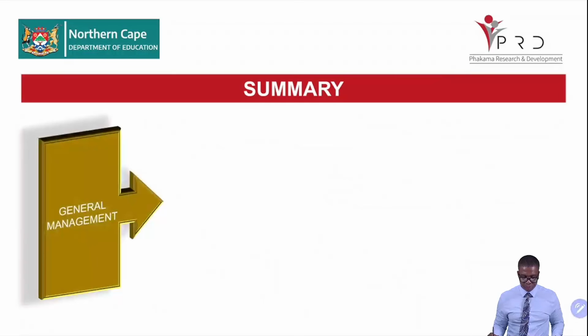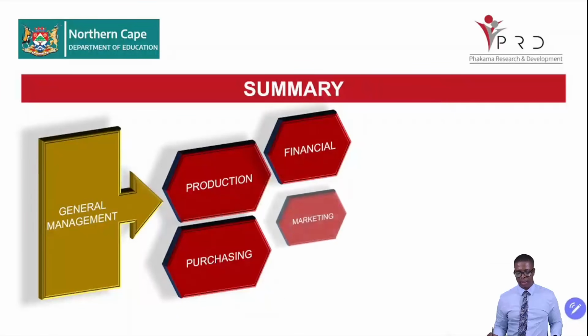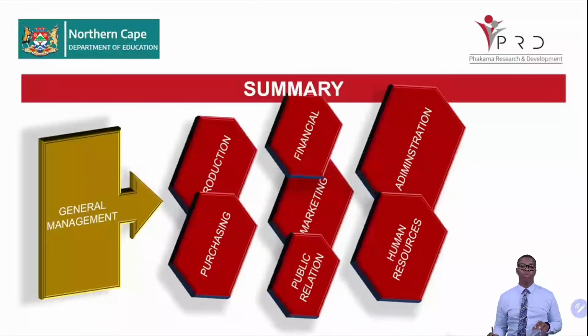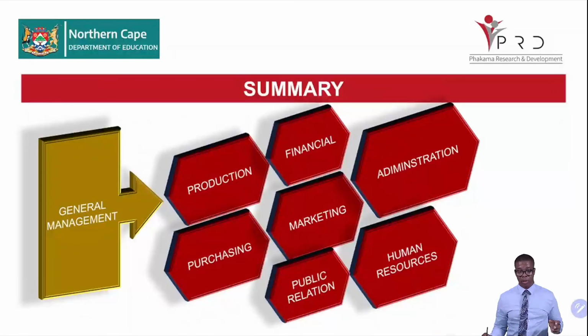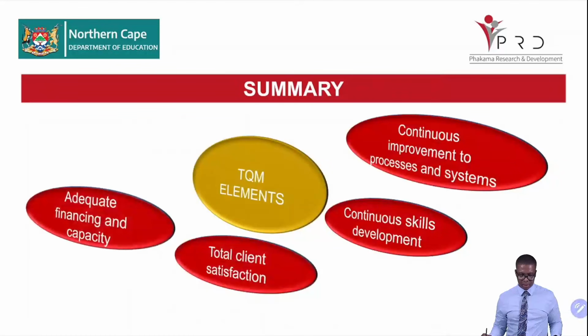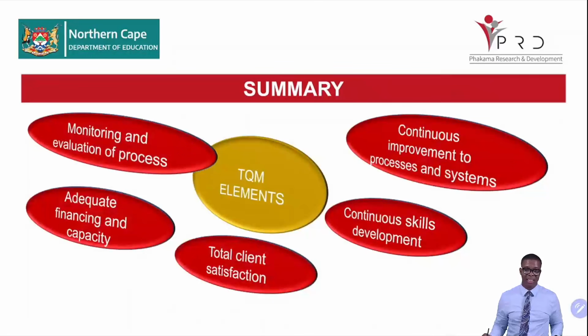Then we looked into the business functions. We have identified them from the scenario, showed you how to identify, and also showed you that you need to know how to explain how they contribute to the success. Then we looked into the total quality management of a large business to say, how should you analyze and understand them? Remember, have the idea that a large business has more resources, hence it is easier for it to improve continuously, to also continuously do skills development, also to achieve total client satisfaction, also to have adequate financing and capacity, and monitoring and evaluation of processes.